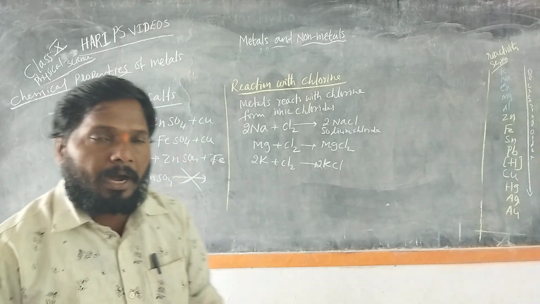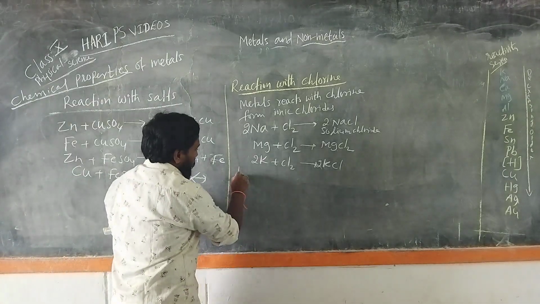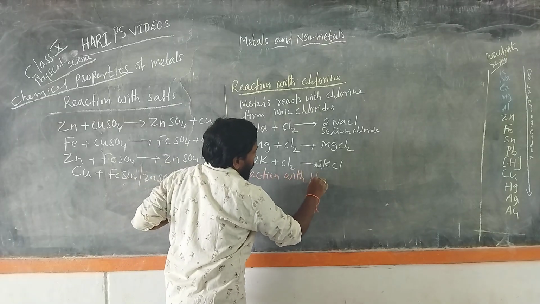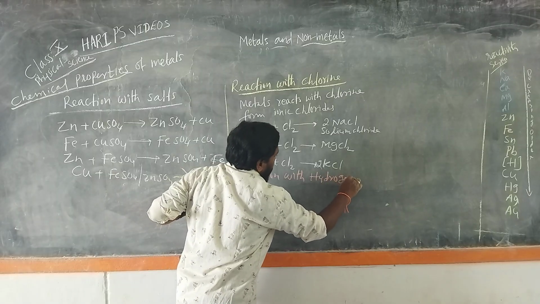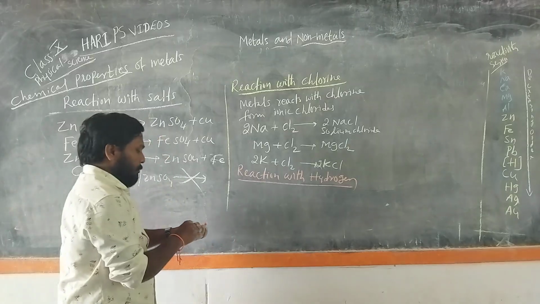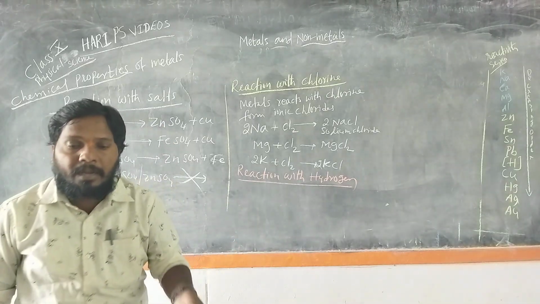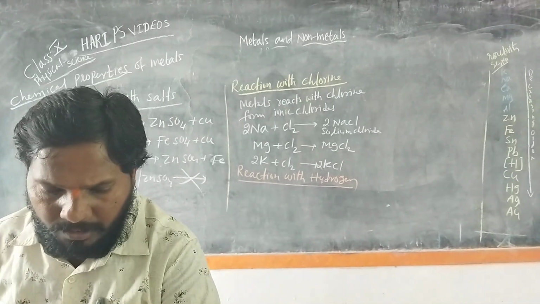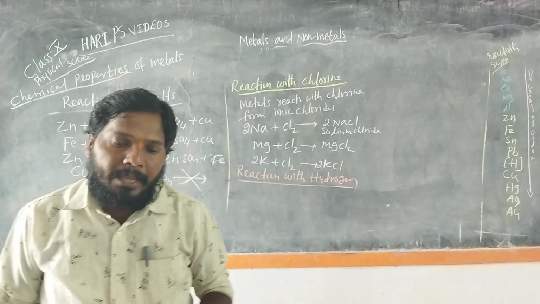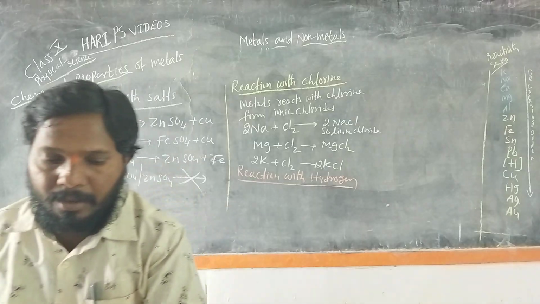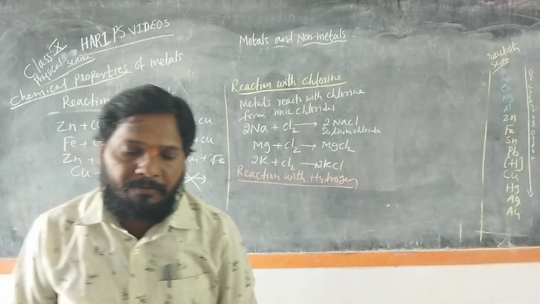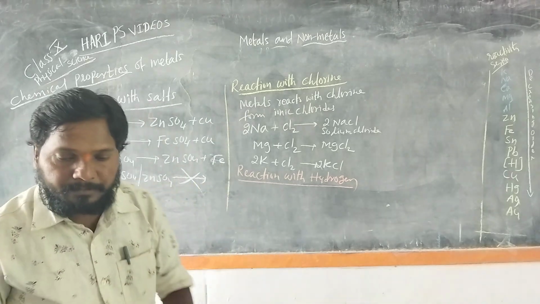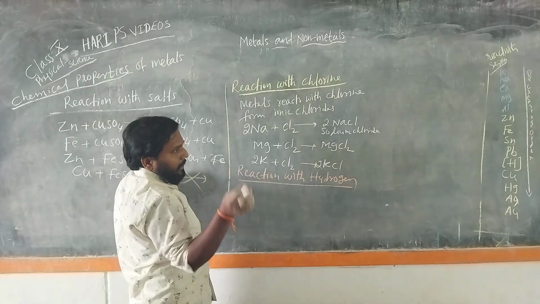Then reaction with hydrogen. Next one. What happens when metals react with hydrogen? They form their respective metal hydrides. Most of the metals do not combine with hydrogen. Only a few reactive metals like sodium, potassium, calcium and magnesium react with hydrogen. They form their respective metal hydrides.